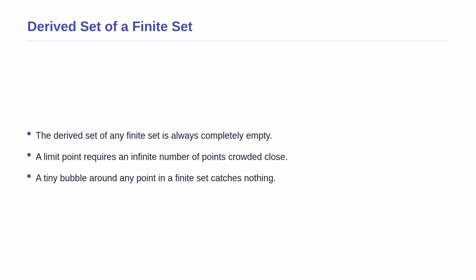To understand why, remember that a limit point requires an infinite number of points to be crowded arbitrarily close to it. If a set only has a finite number of elements, you can always draw a tiny bubble around any point that is so small it catches absolutely no other points. Therefore, there are zero limit points and the derived set is the empty set.